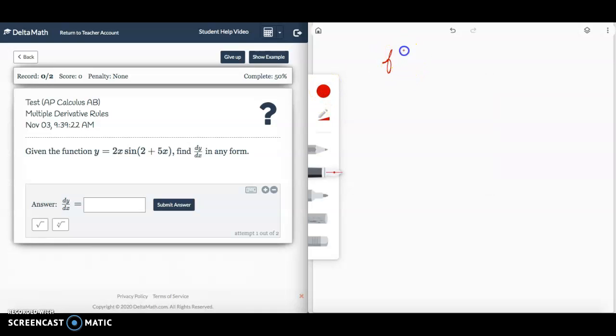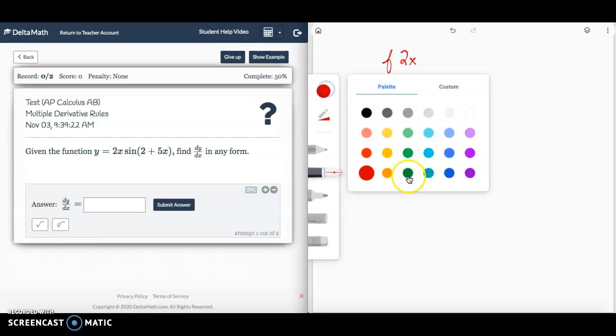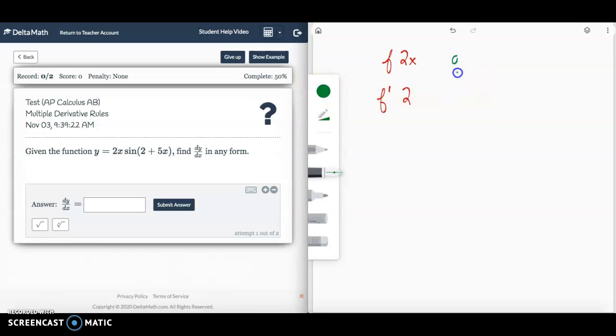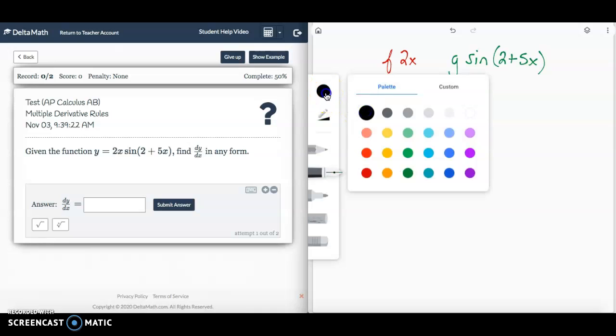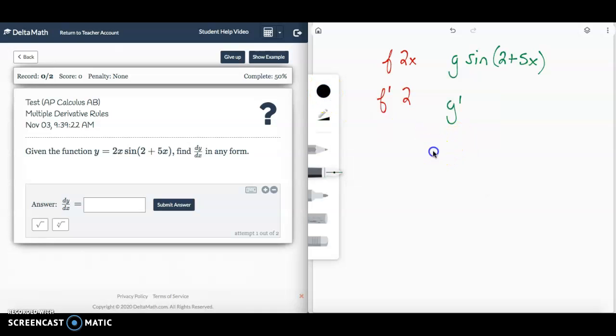So I'll make my f my 2x, that makes f prime 2. And then for my g function, that's sine of 2 plus 5x. And to find g prime, I'm going to have to use the chain rule. So for my chain rule, my outer function is sine of x. My inner function is 2 plus 5x.